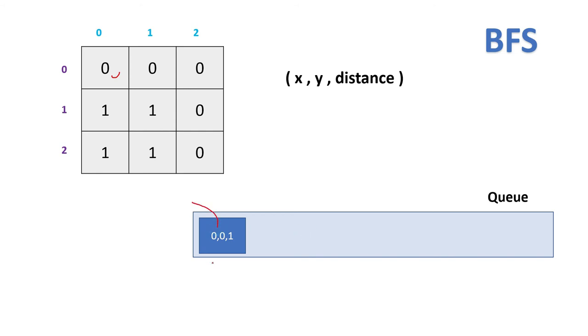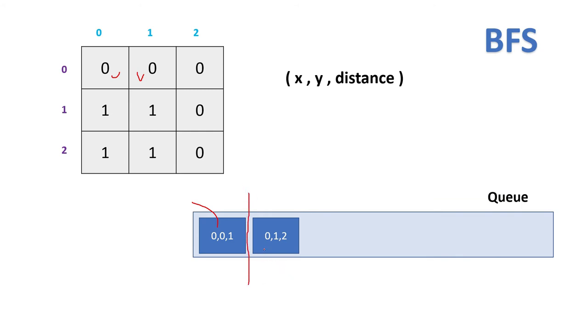So if we pop this 0, 0, 1, then what are the adjacent which can be capable of going inside the queue? That is only this one. So that is 0, 1. And that time we will increase the distance by +1. So one layer is completed, you can say here.